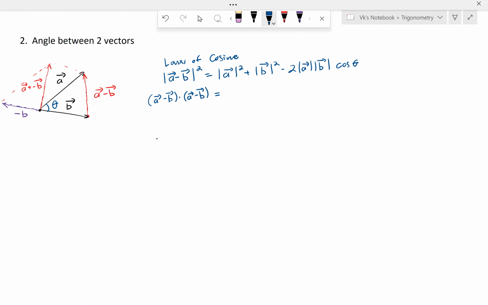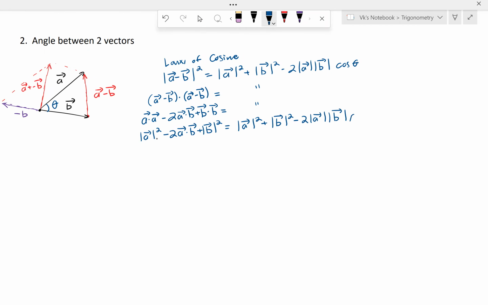I'm going to work out the left side. We can distribute. We have A dot A minus 2 A dot B plus B dot B. A dot A is magnitude of A squared, minus 2 A dot B, plus magnitude of B squared. So this would equal magnitude of A squared plus magnitude of B squared minus 2 times magnitude of A, magnitude of B, cosine of the angle theta.